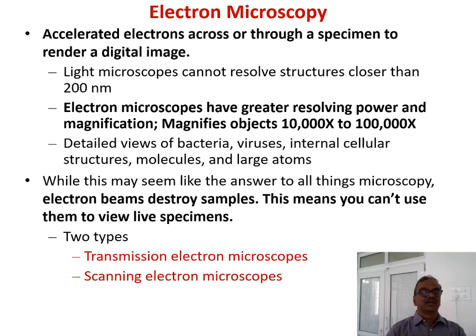But the only disadvantage is that, because you are passing electrons, that may kill the cells. You can't see live cells. You always have to use fixatives and prepare the specimens. After that, only in slide form can you observe under the transmission electron microscope. So there are two types: the transmission electron microscope and the scanning electron microscope. You are going to see both in the last practical class we have in the nanotechnology department. Both microscopes are available.